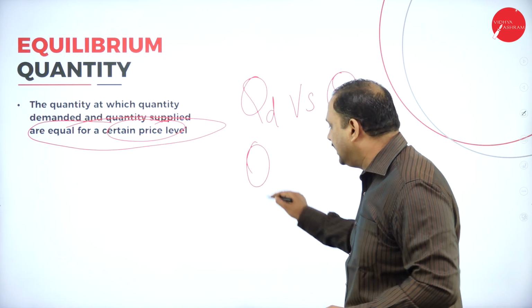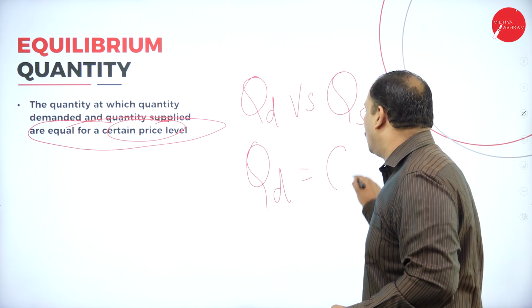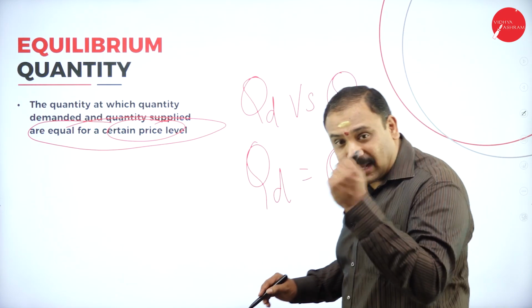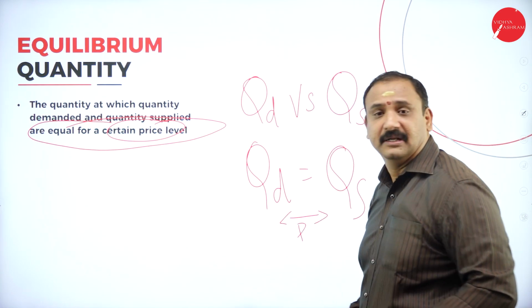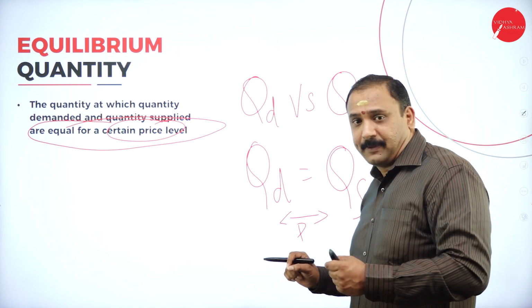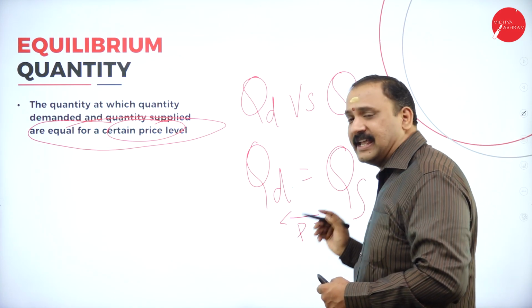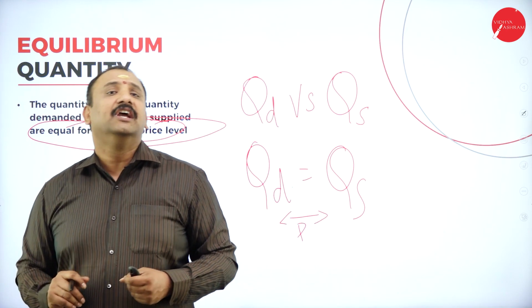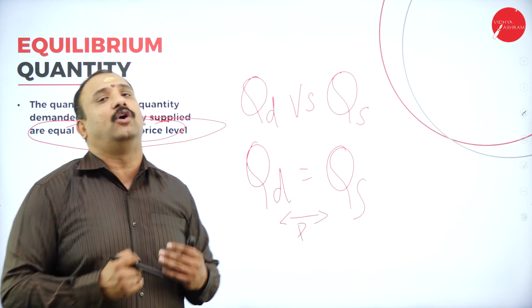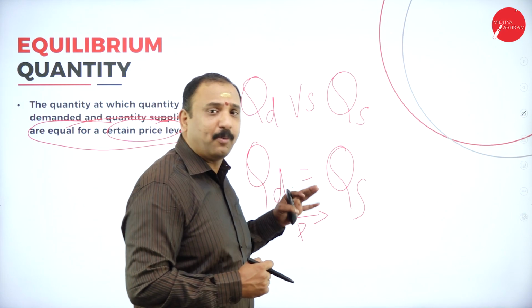So let me equate it here. QD is equal to QS at a particular price. So I'm going to keep the price factor fixed here. When I fix the price and the demand and supply are matching, then automatically I come to the equilibrium quantity. Now this is a very, very important concept.